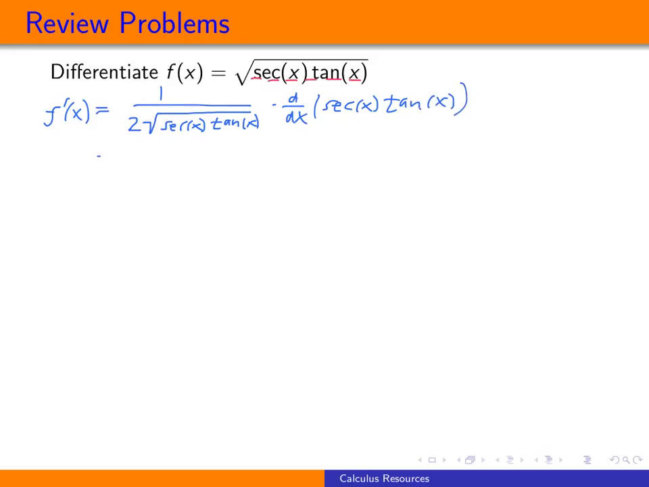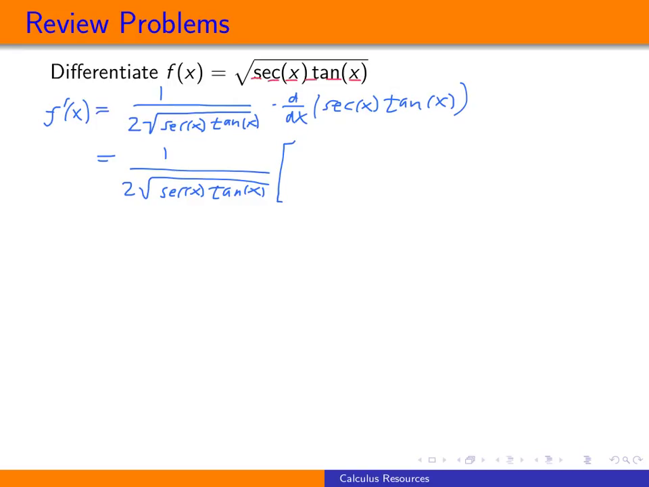Now I prefer to write this out in 2 steps. The reason being is it breaks it down into a simpler derivative that you need to evaluate, and the more that I write out, the less likely I am to make a silly mistake. So the first part comes along for the ride, 1 over 2 square root of secant tangent. And the second part is this derivative, which requires the product rule.